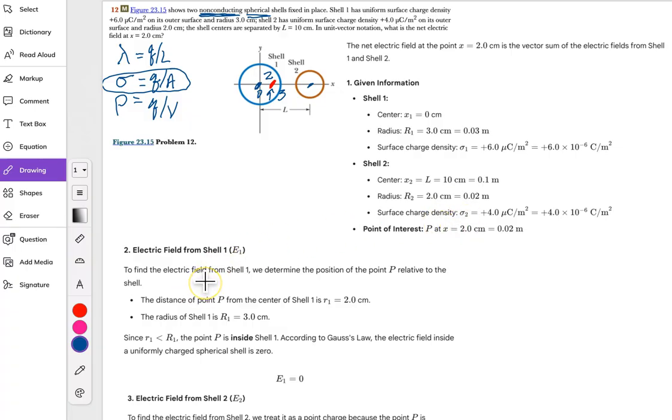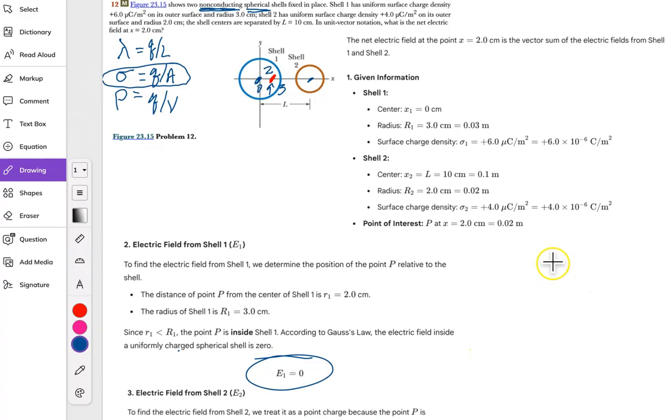So to find the electric field from shell 1, what we need to do is determine that point P relative to the shell. So we notice it's inside the shell, and because it's inside the shell, Gauss's law basically just says that the electric field inside a uniformly charged spherical shell is just 0. So that one, pretty easy to do.